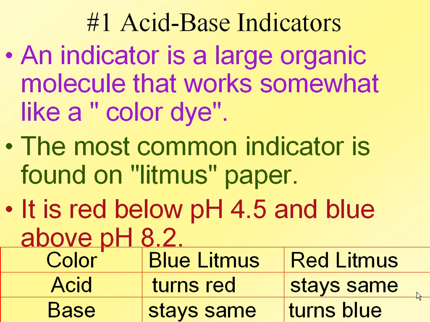The chart here shows the colors of acids and bases with blue litmus paper and red litmus paper. Acids on blue litmus paper will turn red, and on red litmus paper acids will stay the same color. Bases on blue litmus paper stay blue, and bases on red litmus paper will turn blue.